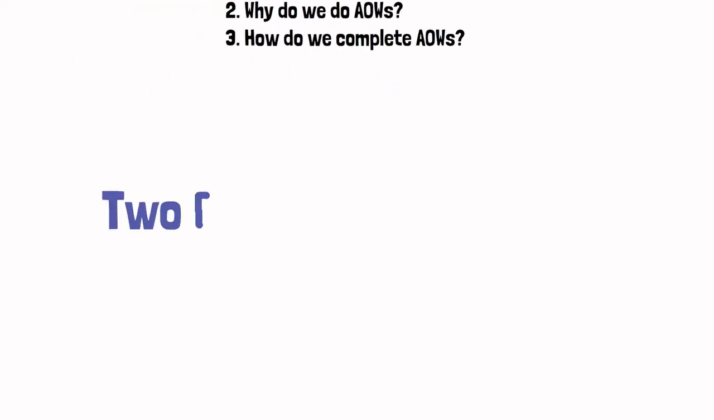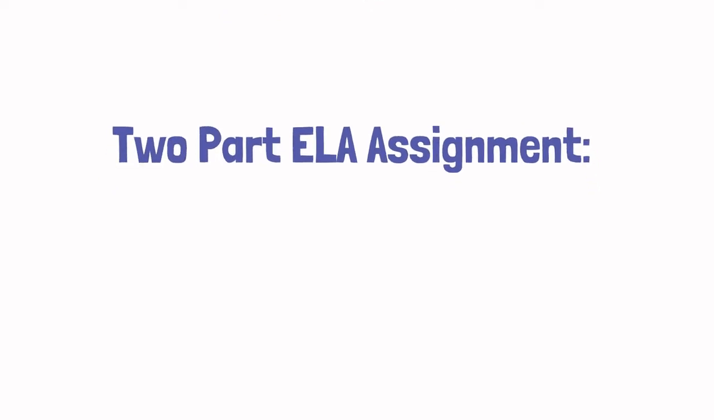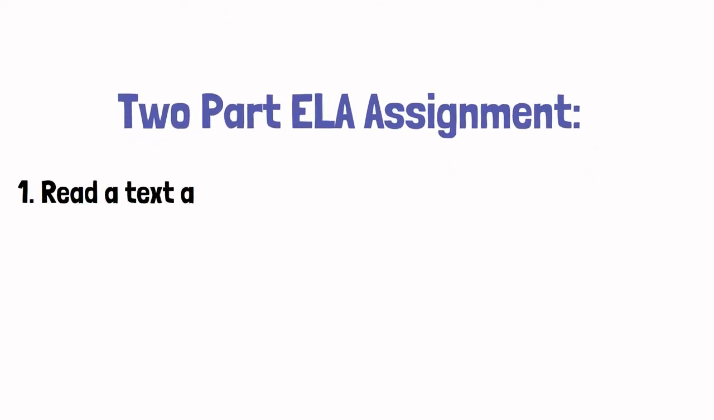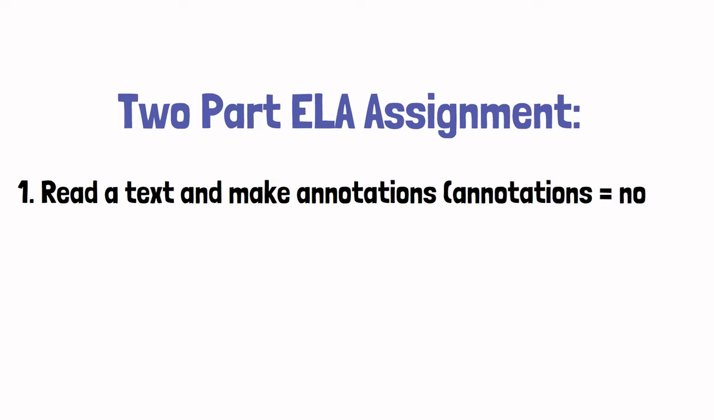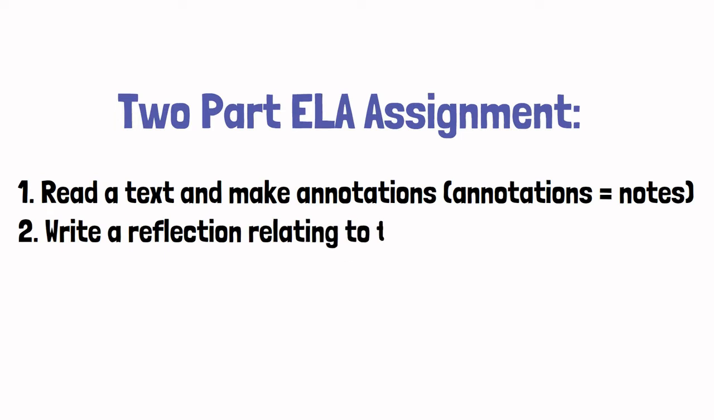The Article of the Week, or the AOW, is a two-part assignment. I will hand you an article and you are going to first complete annotations, which means you read the article and you make notes on it. Then, when you complete your annotations, you write a reflection.